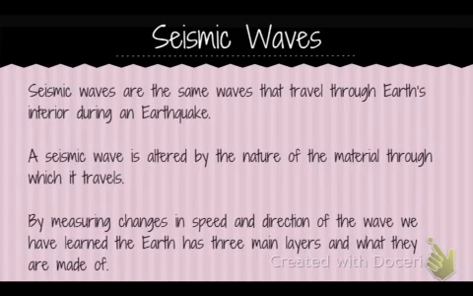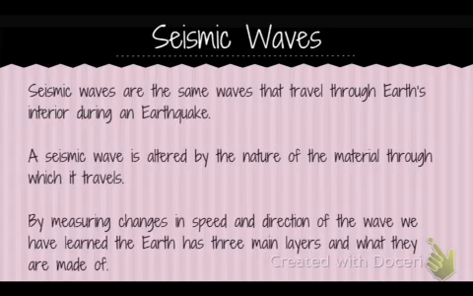So what is a seismic wave? Well, a seismic wave is the same wave that travels through the Earth during an earthquake. The wave changes based off of the material it's traveling through. So it travels through liquid differently than it travels through solid. It travels through every material differently. And so by measuring the changes in speed and direction of the wave, we're able to learn that the Earth has three main layers and what they're made of.